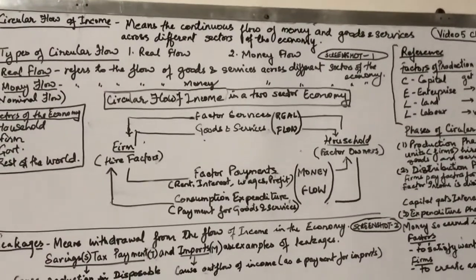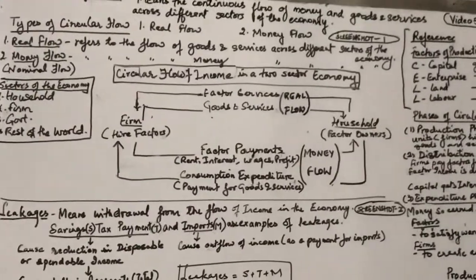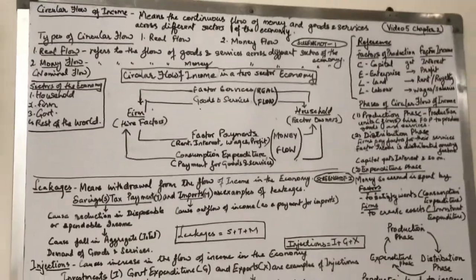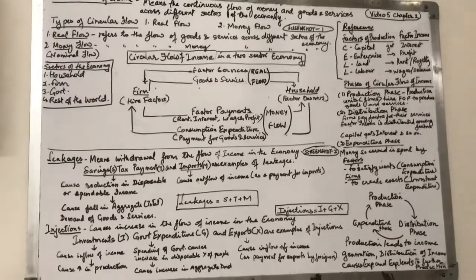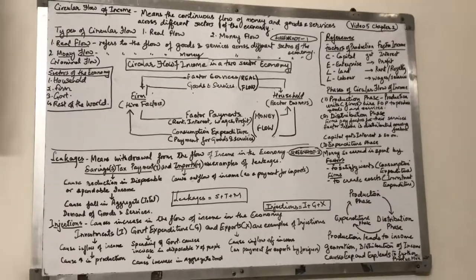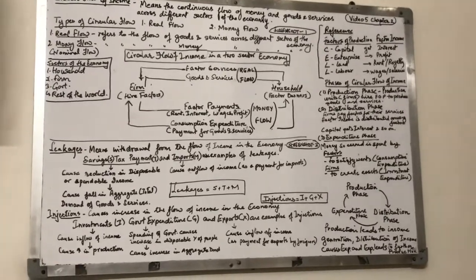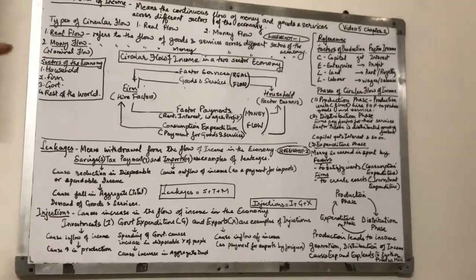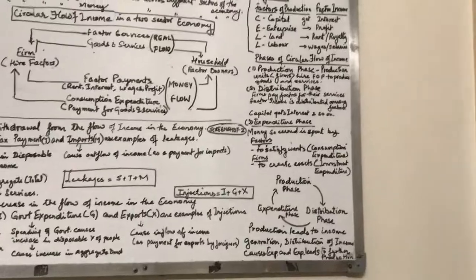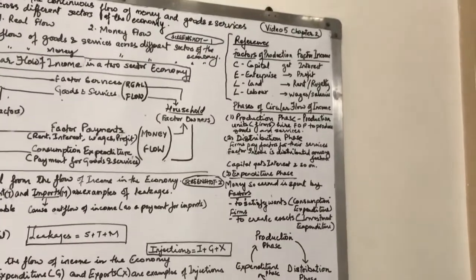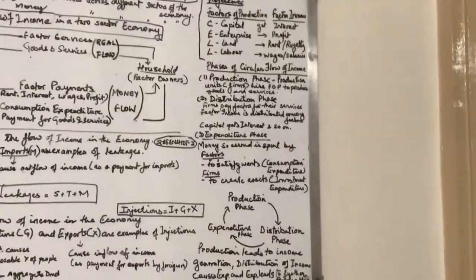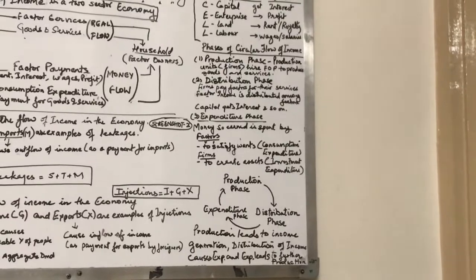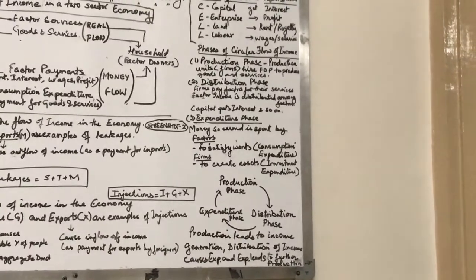Now, in order to understand why this circular flow is required, why this movement of goods and services and money takes place, let us discuss the phases of circular flow of income. As you can see, there are three phases given. Number one, production phase. Number two, distribution phase. And number three, expenditure phase.